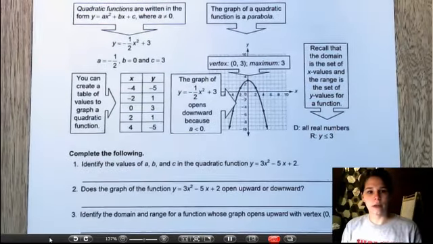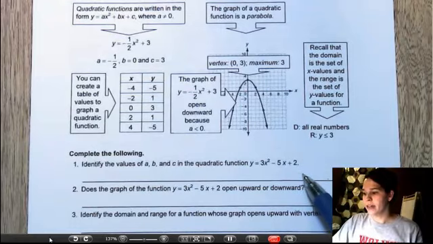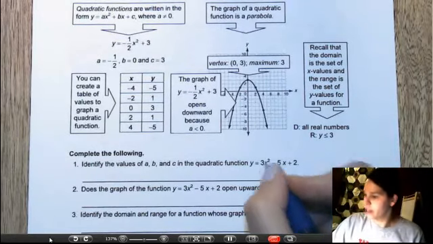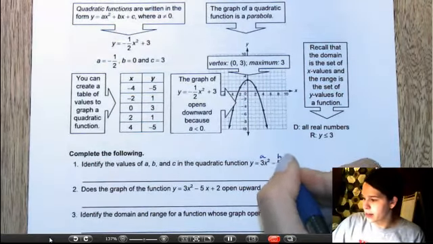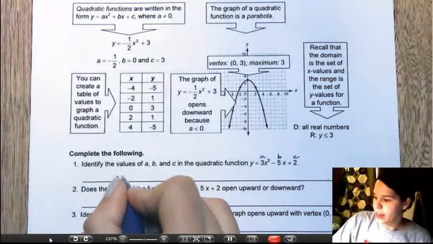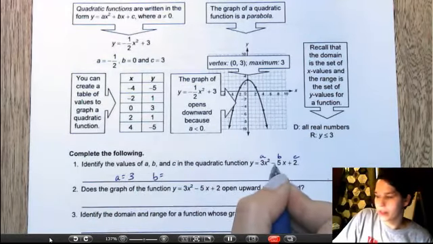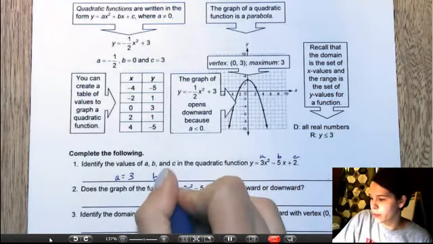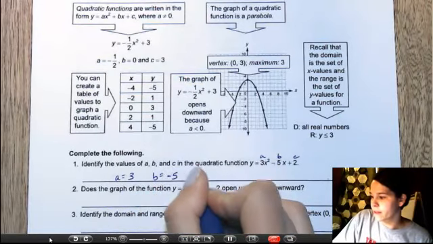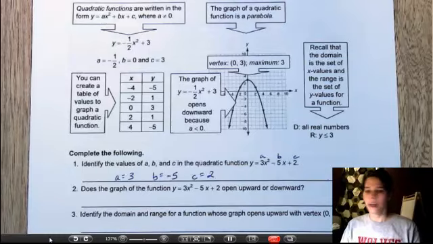So let's answer a couple questions about this. Number 1, identify the values a, b, and c in the quadratic function. I'm just going to write in a, b, and c right above those coefficients so that I can say a is equal to 3. B is equal to, the sign in front of the coefficient goes with it, negative 5. And c is equal to 2.